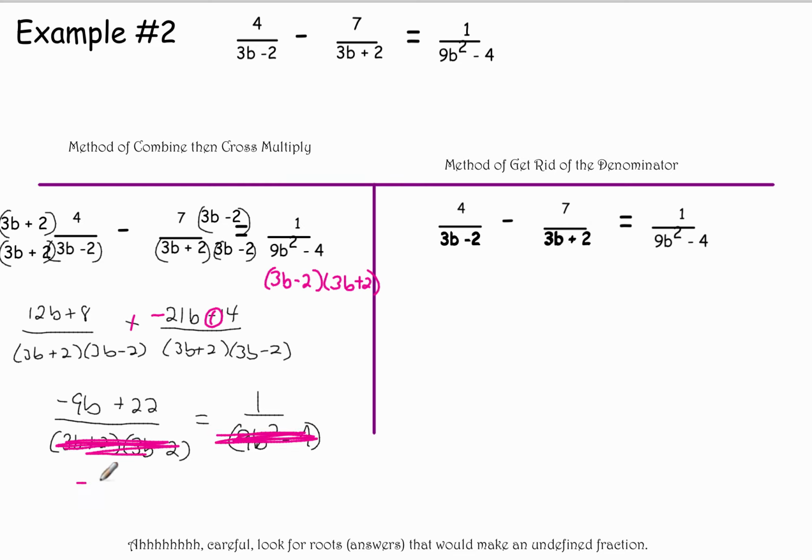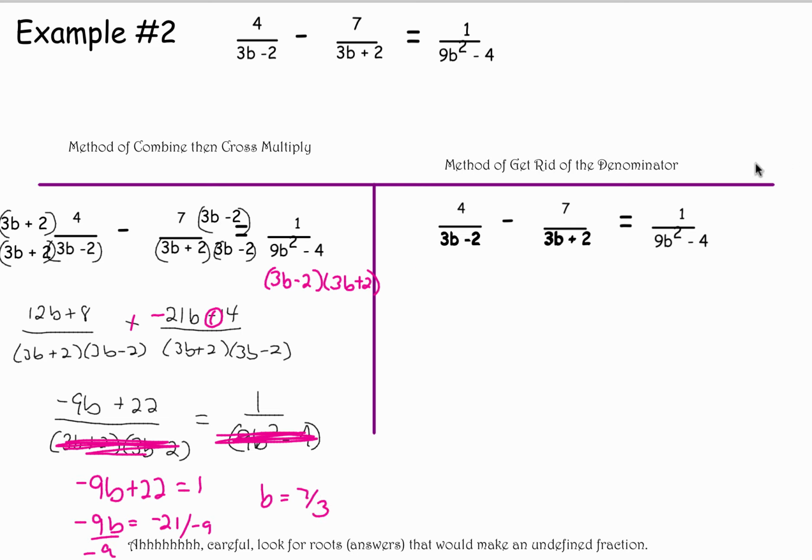And you're left with 9b plus 22 equals 1. Solve it up. Negative 9b equals negative 21. Divide by negative 9. B equals 7 over 3.